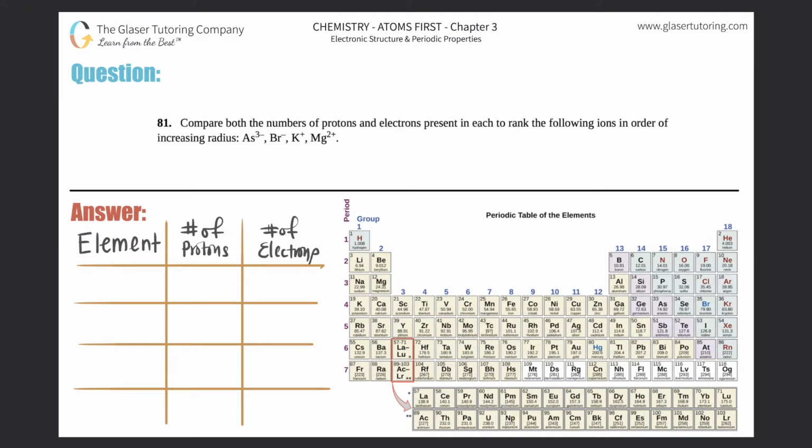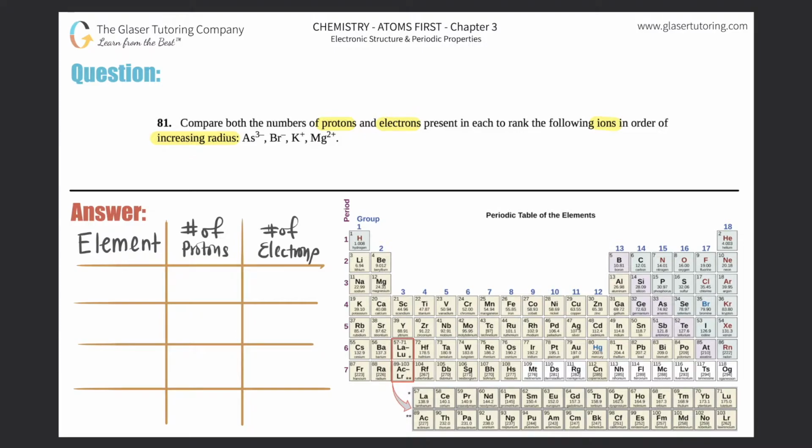Number 81. Compare both the numbers of protons and electrons present in each to rank the following ions in order of increasing radius. And then we have As3-, Br-, K+, and Mg2+.